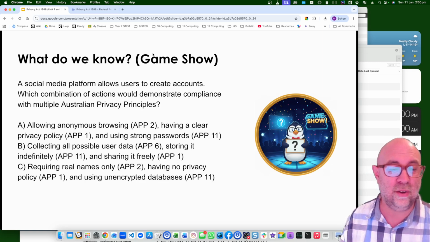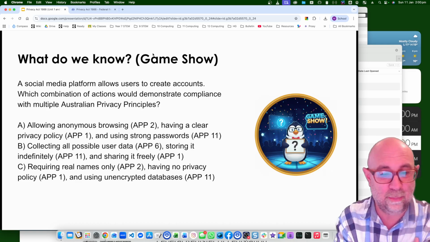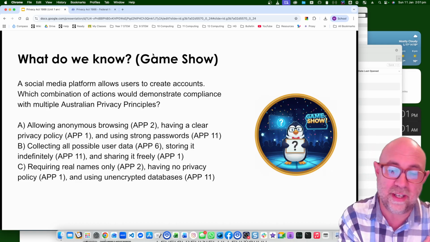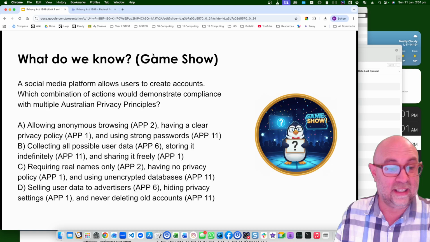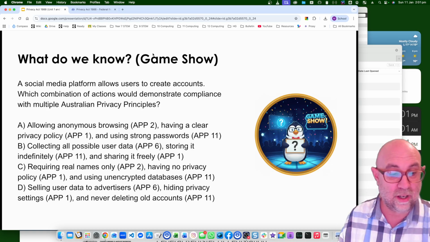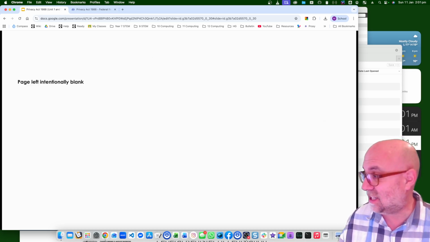Requiring real names only? I wouldn't have thought you'd need that as a social media company. Having no privacy policy? So it's definitely not C. You can't have no privacy policy. Selling user data to advertisers, hiding privacy settings, and never deleting old accounts. So it's A.